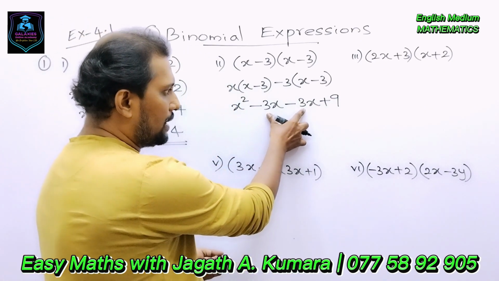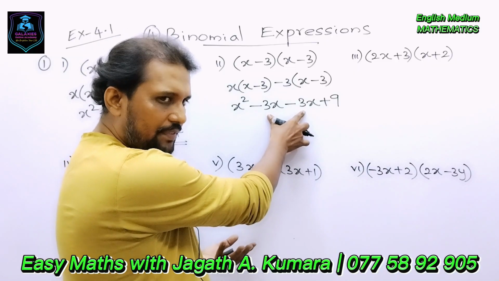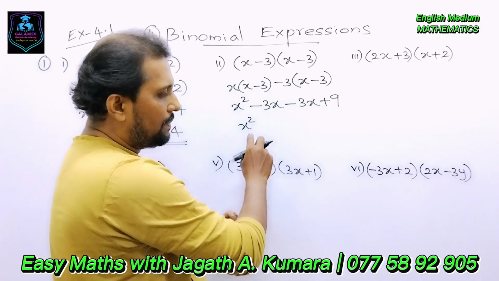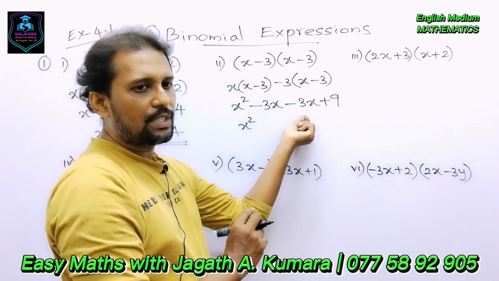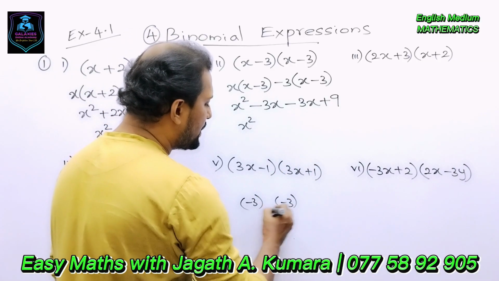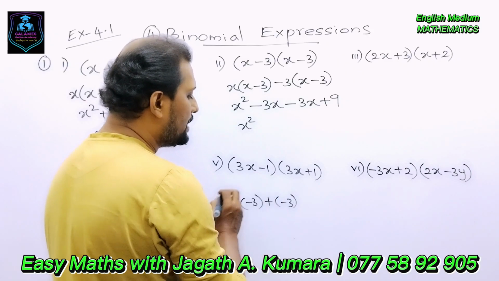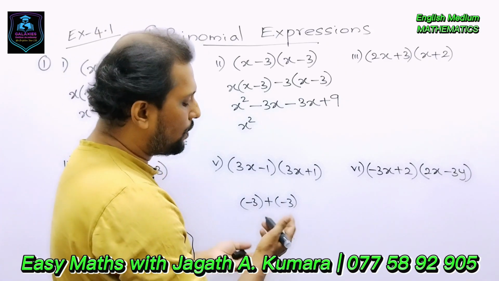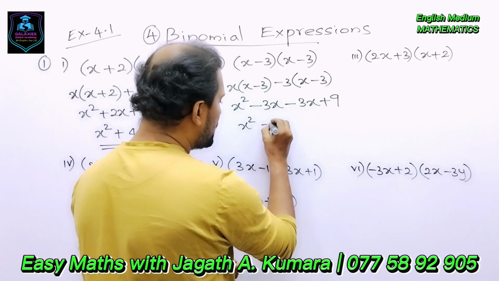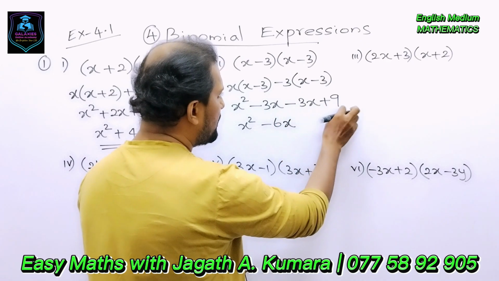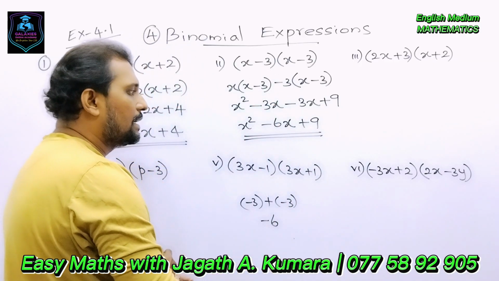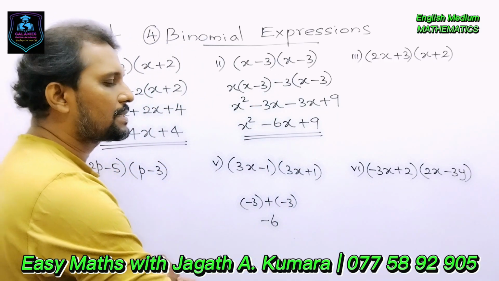Then you can see these two terms. They are the like terms. So we have to simplify them. This one coefficient is minus 3, no? This one coefficient also minus 3. Minus 3, minus 3. Always you add these two coefficients. So what is the answer? Minus 6. So when you simplify these two terms, your answer should be minus 6x plus 9. So the second one answer: x squared minus 6x plus 9.